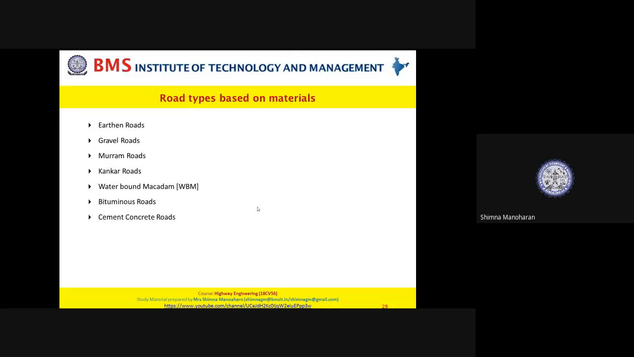Based on materials, these are the classifications: earthen roads, gravel roads, muram roads, concrete roads, waterbound macadam, bituminous road, and cement concrete road. If you look at these types of road, all the classifications are based on what material is used. These terms are self-explanatory, right?